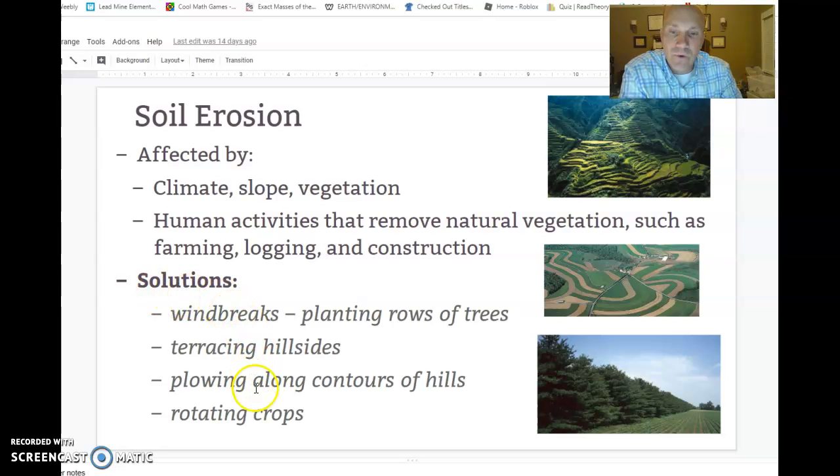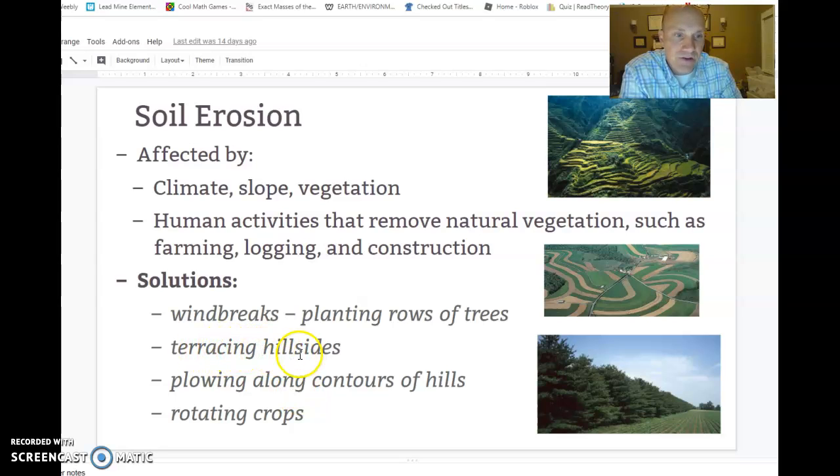All right, so what are some things that can be done to help prevent soil erosion? Windbreaks are one of them. A windbreak is a layer of trees. If you look at this picture right here, you see this row of trees, and what that does is whenever the wind blows, it can slow that wind down and prevent a lot of the dirt from being blown away.